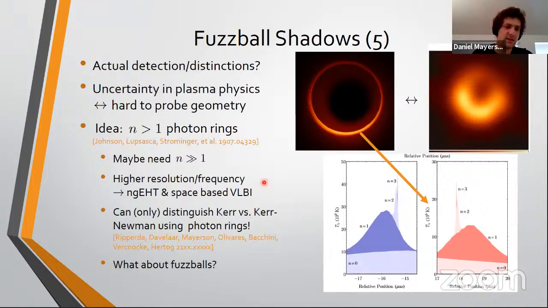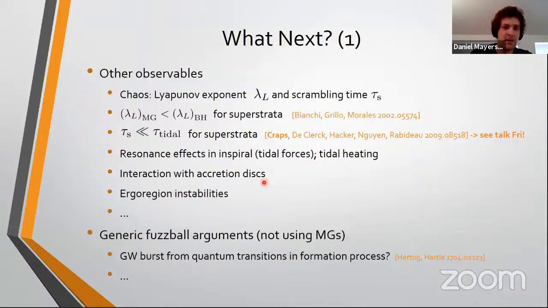You need an effective telescope size that's much larger than the Earth, and so you'll need to go to space-based telescopes for that. Okay, so I'm certainly out of time. That's all I wanted to say about shadows.